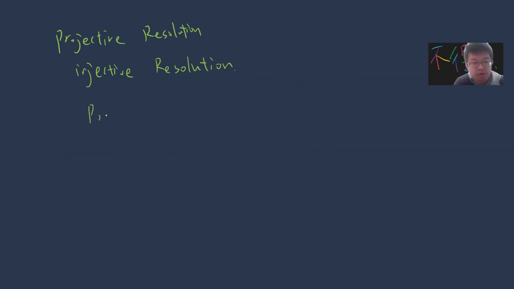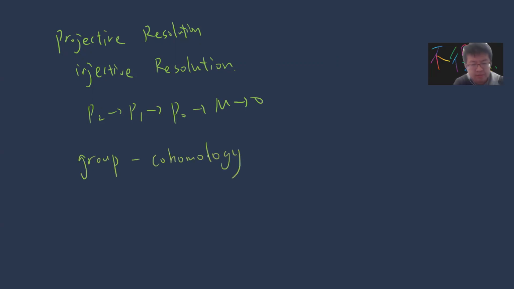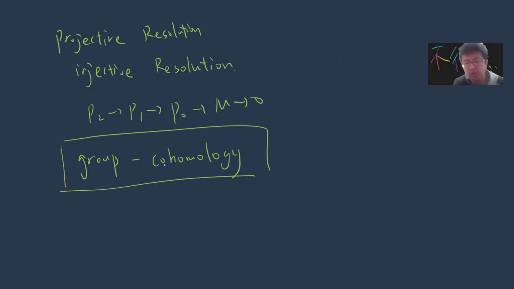So you can define this and take a Hom and then compute some group, and you can also define a group cohomology. I think this is where group cohomology originally comes from. These were related to the group cohomology of this. Maybe I will talk about group cohomology in the future.